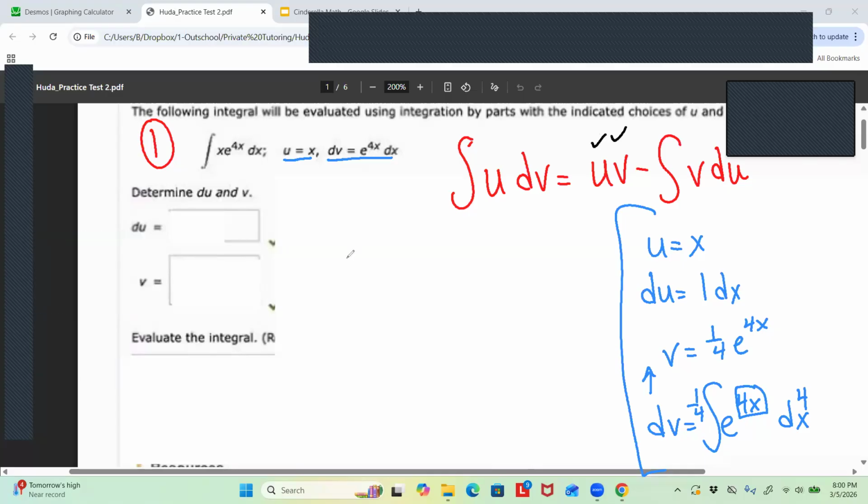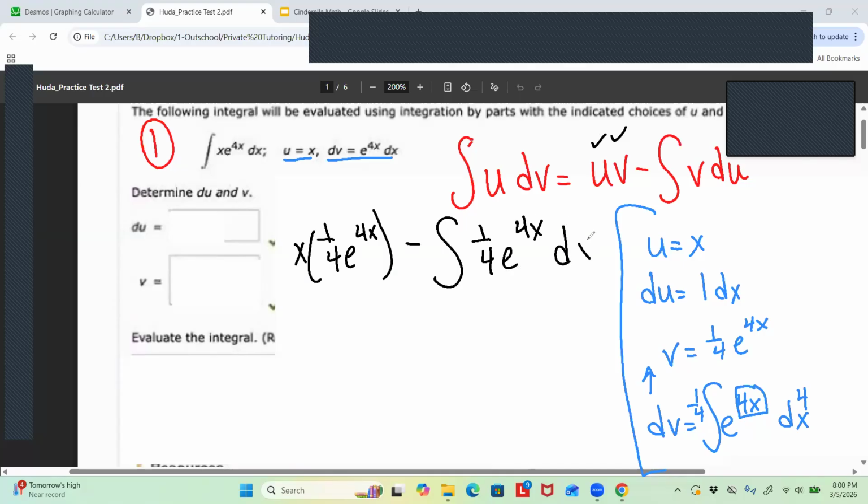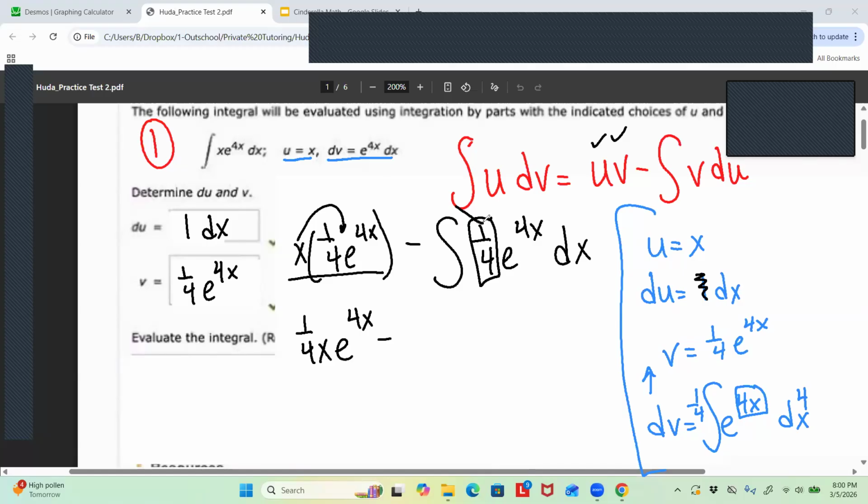So we need uv, uv minus integral v du, which is really just dx, because again, the 1 can go away. All right, so we had du is 1 dx or just dx, and v was a quarter e to the 4x. Okay. And now let's work this out. This would just look better if you put the x here. 1/4 x e to the 4x minus, this constant can come outside the integral.